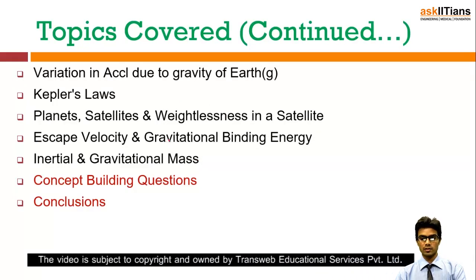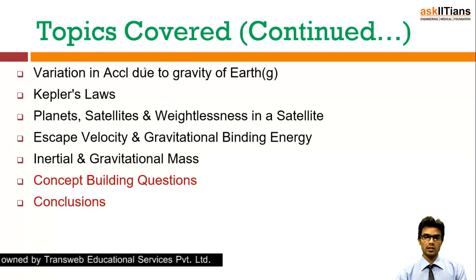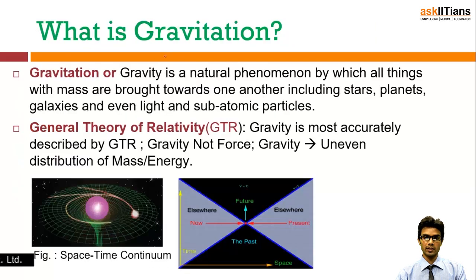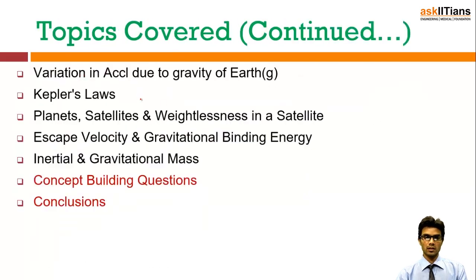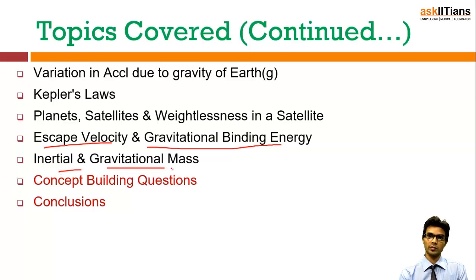The next one is variation in acceleration due to gravity, Kepler's law, planets, satellites and weightlessness in a satellite, escape velocity, gravitational binding energy. The next one is inertial and gravitational mass. What are the differences between inertial and gravitational mass? We will discuss in this subtopic.